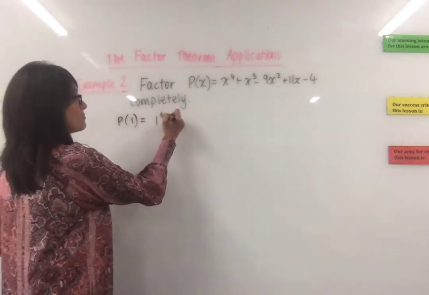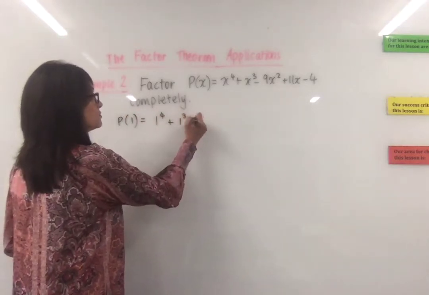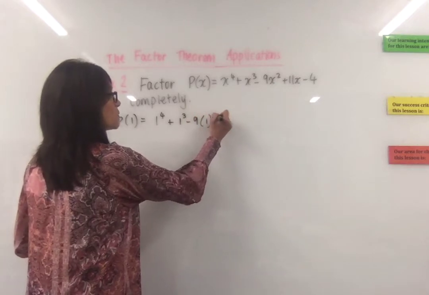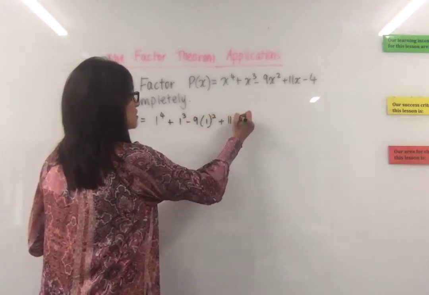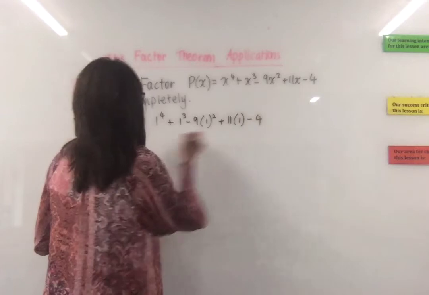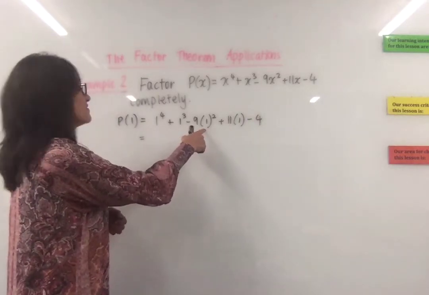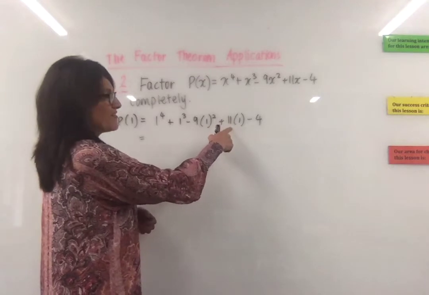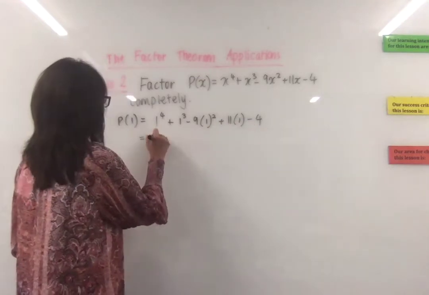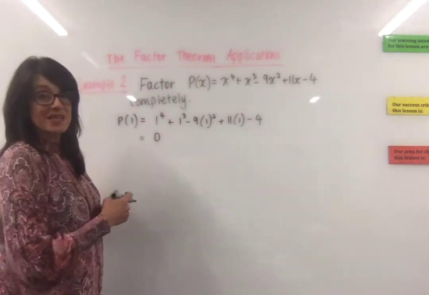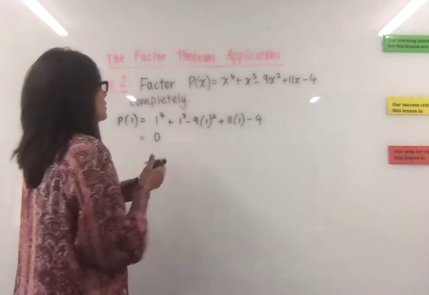So 1 to the power of 4 plus 1 cubed minus 9 times 1 squared plus 11 times 1 minus 4. 1 and 1 is 2, minus 9 is -7, plus 11 is 4, minus 4 is 0. So therefore we know x minus 1 is a factor of this polynomial.